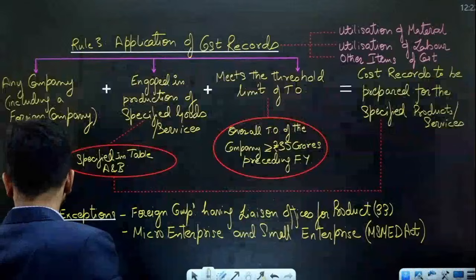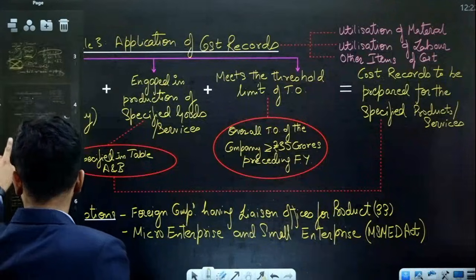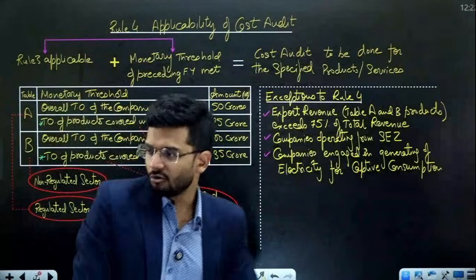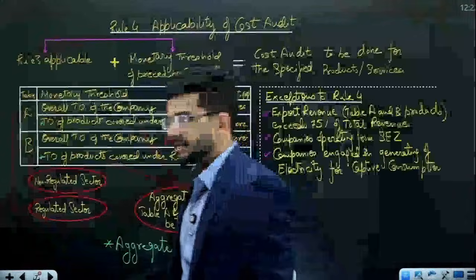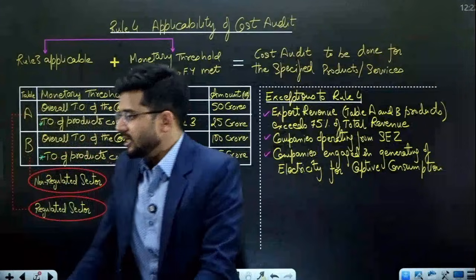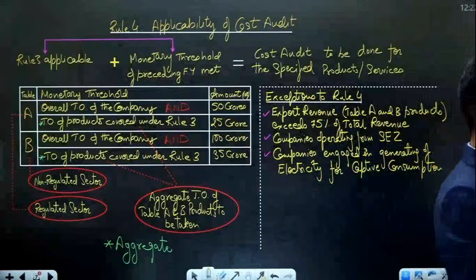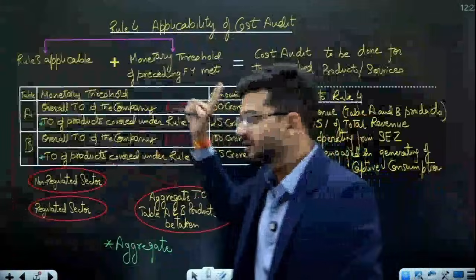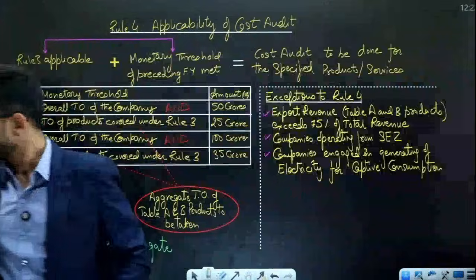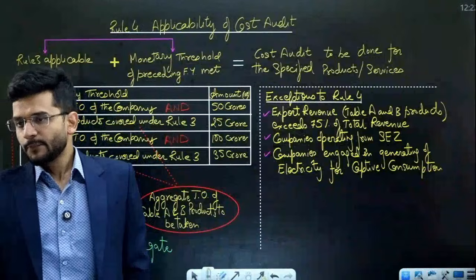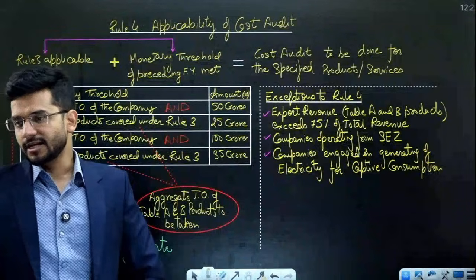Okay, so that covers our rule 3. Rule 3 is over. Now we come on to rule 4. And you tell me in the chat box, guys. What is the first condition of applicability of rule 4? Under what circumstances will rule 4 be applicable? The first condition. You tell me the first condition and I'll tell you the second one.